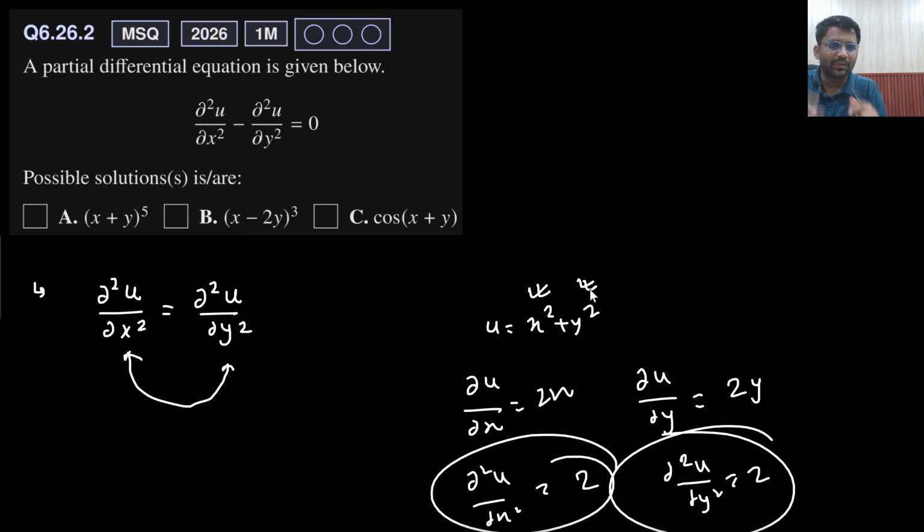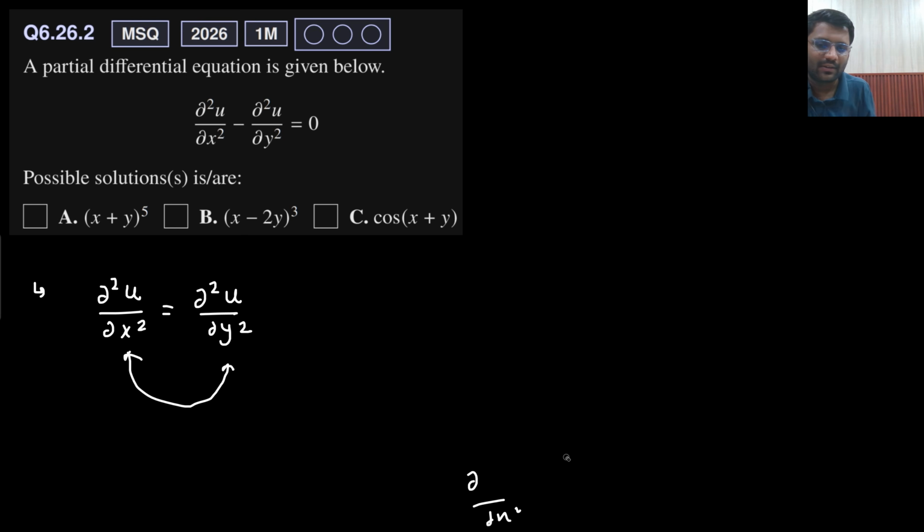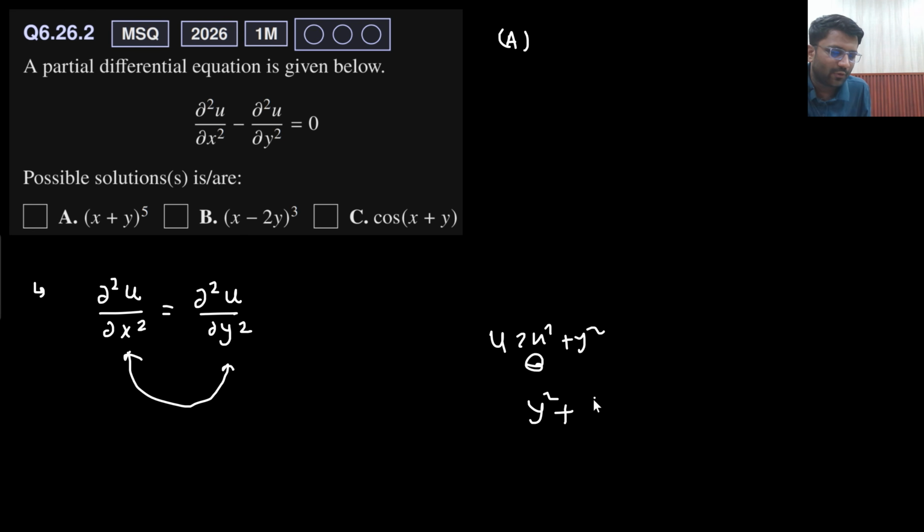If you don't want to think too much, then simply calculate. Go with option A. What I mean to say is that our u was x square plus y square. So in place of x, if you put y, and in place of y, if you put x, it should not change. So in this option, if I put y in place of x and x in place of y, is it changing? No, you will get the same function.